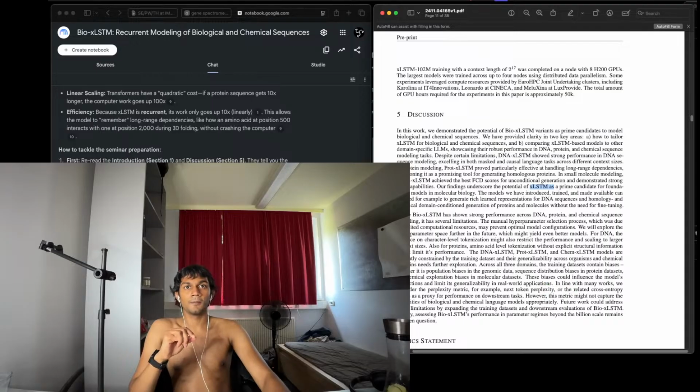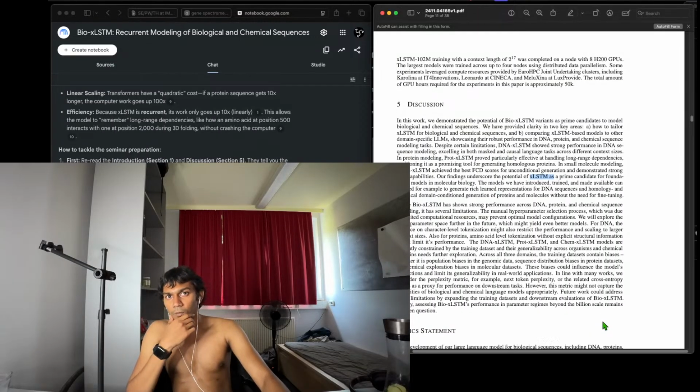In line with many works, we consider the perplexity metric, for example next token perplexity or the related cross-entropy loss, as a proxy for performance on downstream tasks. However, this metric might not capture the capacities of biological and chemical language models appropriately. Future work could address these limitations by expanding the training dataset and downstream evaluation of BioXLSTM. Finally, assessing BioXLSTM performance in parameter regimes beyond the billion scale remains an open question.